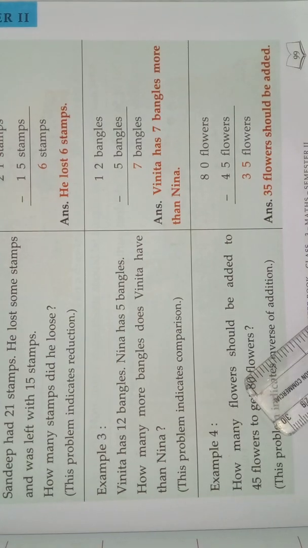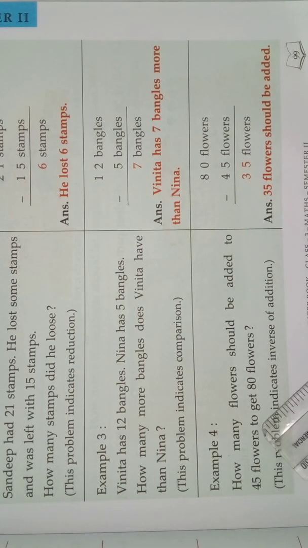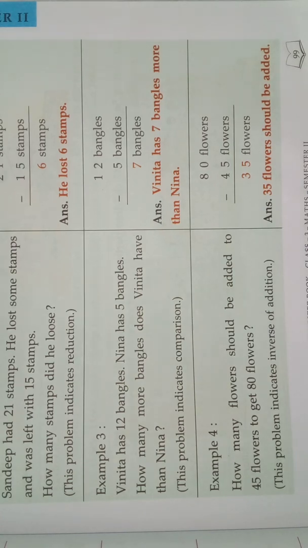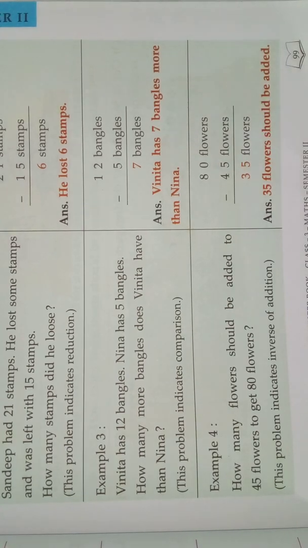How many flowers should be added to 45 flowers to get 80 flowers? We want 80 flowers. You have only 45 flowers. How many flowers should be added? So, what we should do? 80 minus 45, 35 flowers. Inverse of addition. Okay. 35 flowers should be added. So, we are going to use subtraction for partitioning, comparison and reduction and inverse of addition.